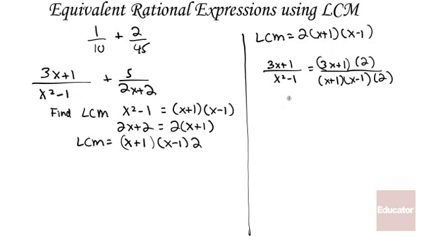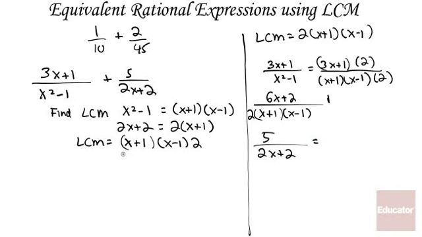So that gives me 3x times 2 is 6x plus 2, 1 times 2, all over the LCM. So now I've got my LCM. So this is the numerator. The numerator now, because I multiplied by 2, has the common denominator. So this was my expression on the left. Now, my other rational expression is 5 over 2x plus 2.